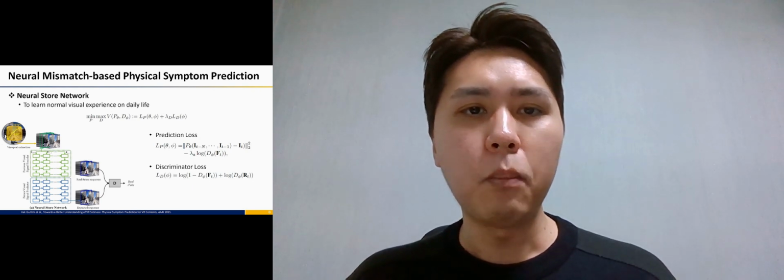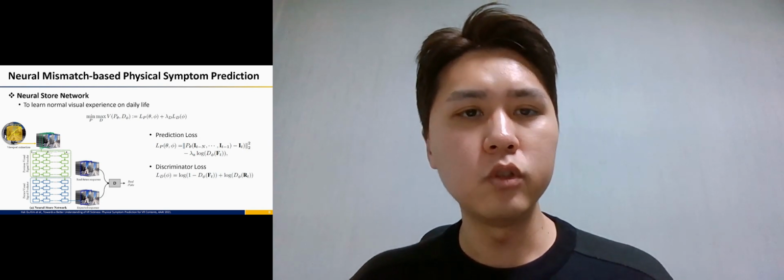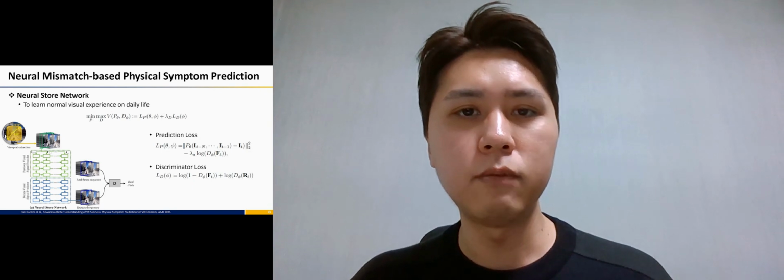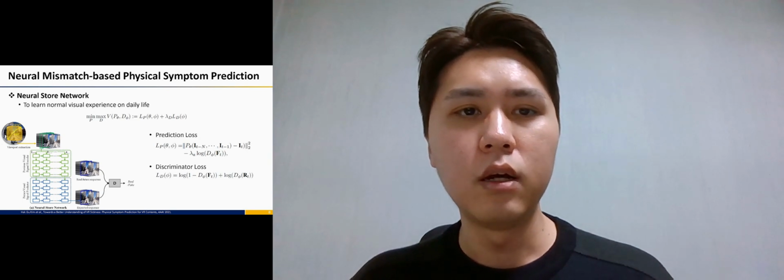At first, the proposed neural store network consists of the previous visual signal encoder, the future visual signal predictor for expectation of the next frame, and the discriminator via adversarial learning.